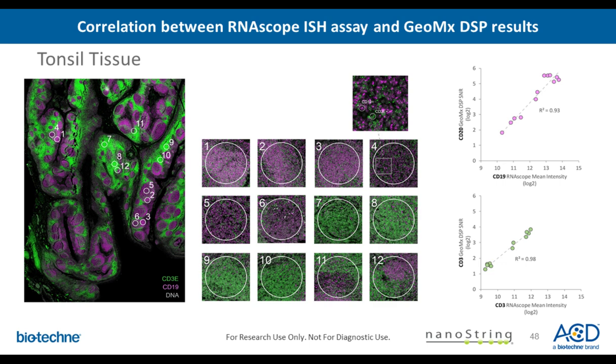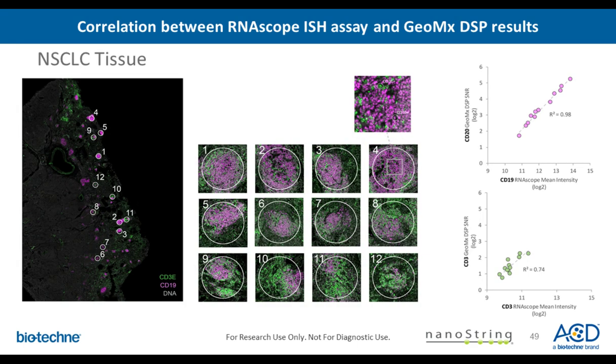Below that, in the green graph, is CD3. So this is actually the same target that we're going after. This is CD3E. Again, bottom axis, RNAscope mean intensities versus GeoMix DSP SNR have a high correlation, R-squared is 0.98. So that was great in this tissue.